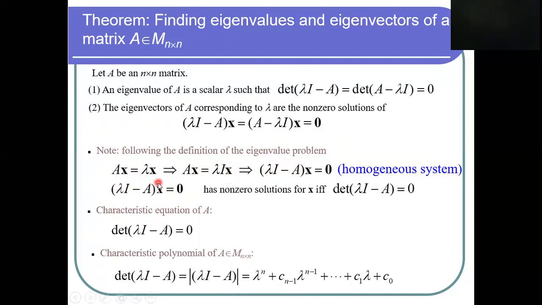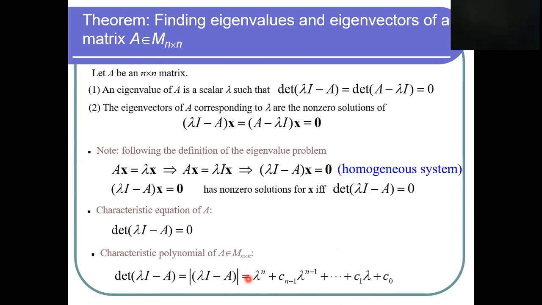Dear student, this has a non-zero solution only if the determinant of this expression is 0, and x is a column vector, the solution to this homogeneous equation, which should not be zero. The determinant of lambda I minus A is the characteristic equation of A, and it is a polynomial in the form of lambda to the power n, for an n by n square matrix A. So if you have a 2 by 2 matrix, you will get a quadratic equation in terms of lambda.